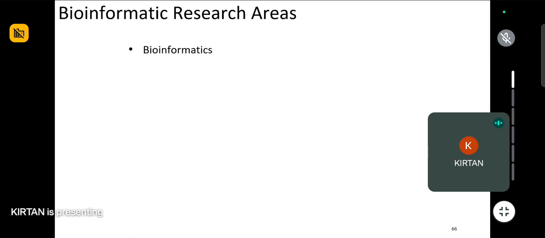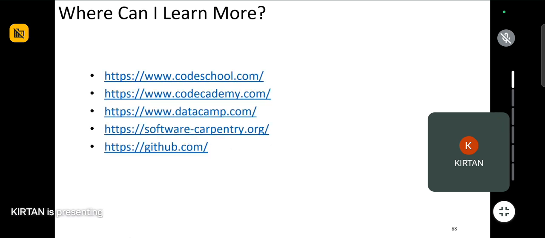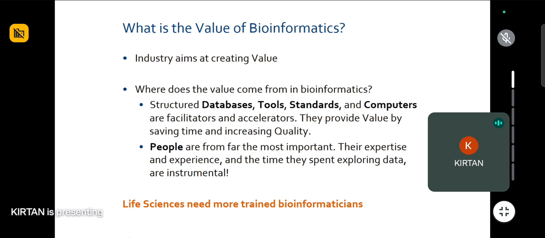Okay. Now, there is a very short last slide in my presentation: why the value of bioinformatics. The industry's main value means if you are not contributing to any organization, they are not giving any incentive or any kind of pay for it. It's a basic fundamental rule for companies and any organization. Similarly, bioinformatics is creating value, which means a higher value.